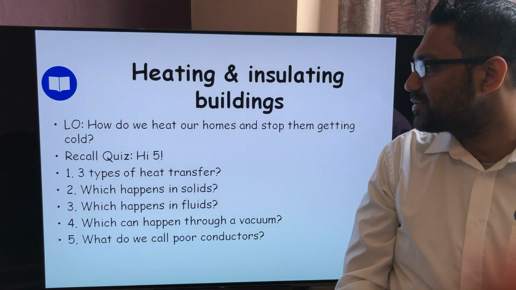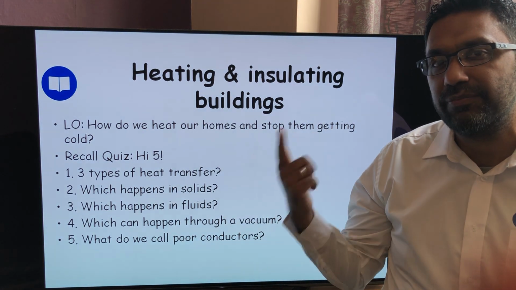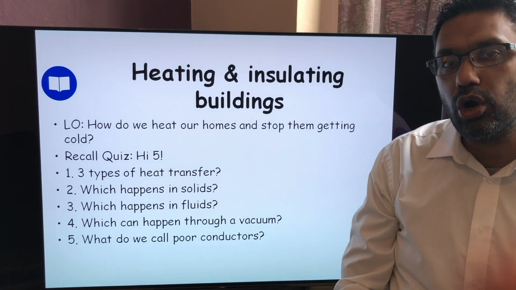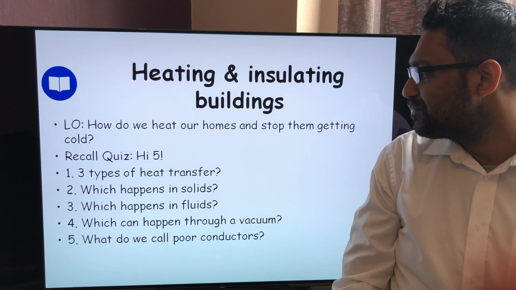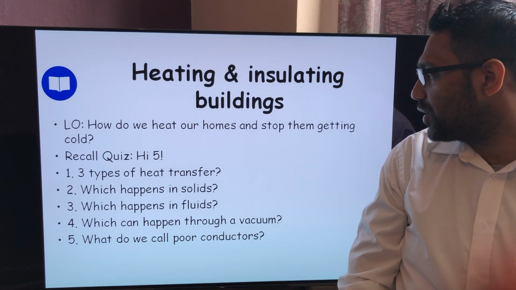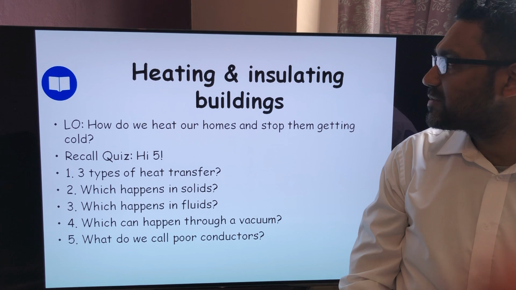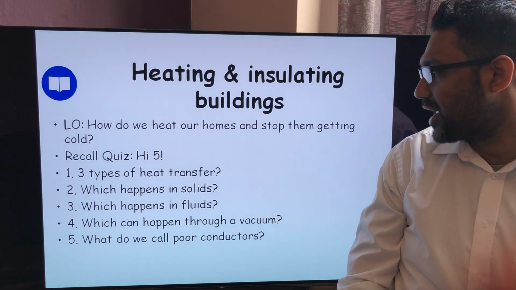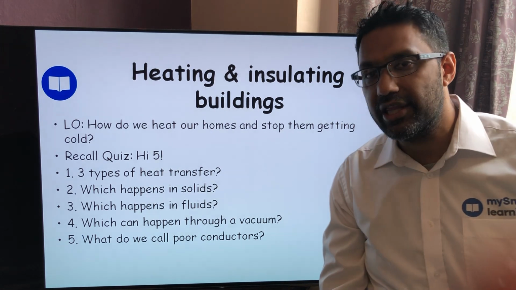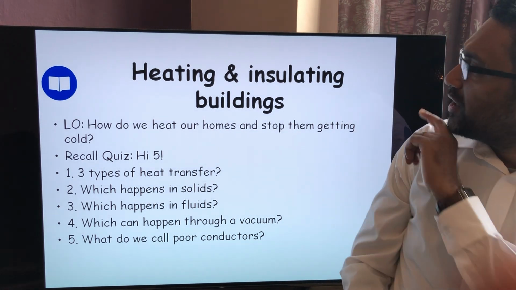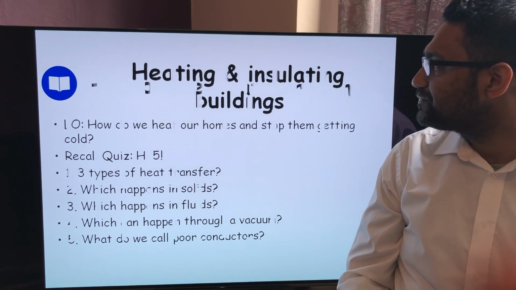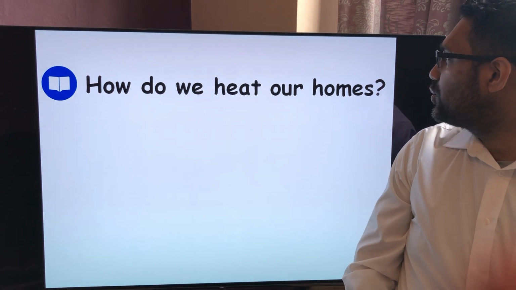So number 1, 3 types of heat transfer. We've got conduction, convection, and radiation. Which one happens in solids? It's going to be your conduction. Conduction happens in solids. Fluids are gases and liquids, so that's going to be convection. And then which one can happen through a vacuum, which is empty space? That's going to be radiation, infrared radiation. And the last one, what do we call poor conductors? We call them insulators. Now this is very important when we're looking at heating our homes and preventing the heat loss from our homes. So how do we heat our homes?